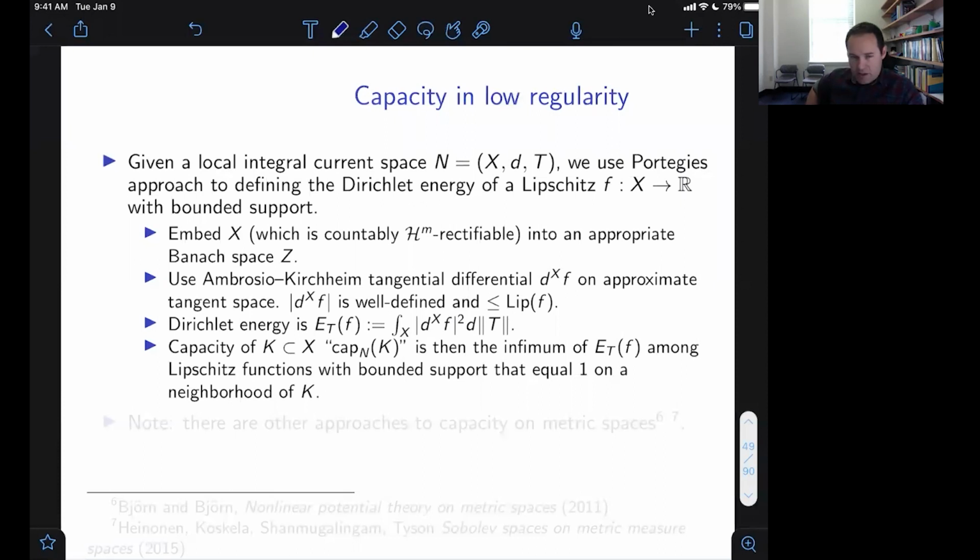Actually, for technical reasons with a lot of these capacities in metric spaces, it's nicer to require that your function is 1 on a slightly larger neighborhood of K. So that's actually what we do. It gives the same value in Riemannian manifolds.